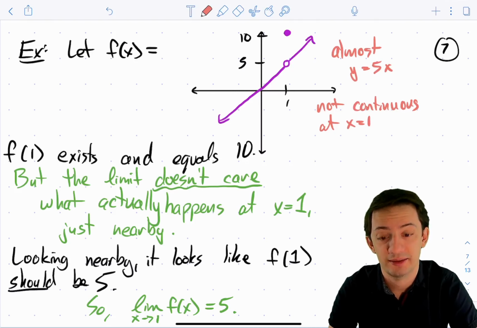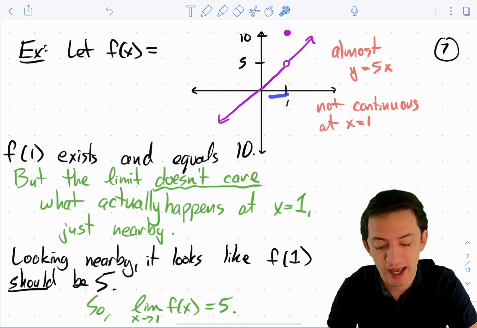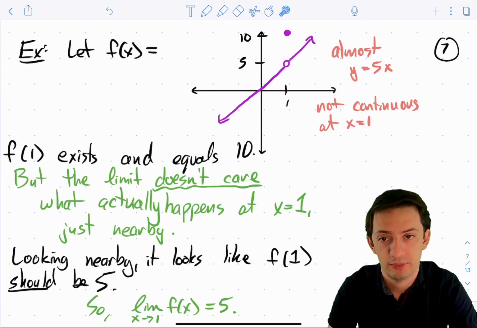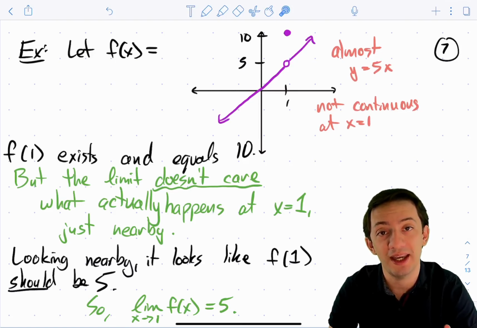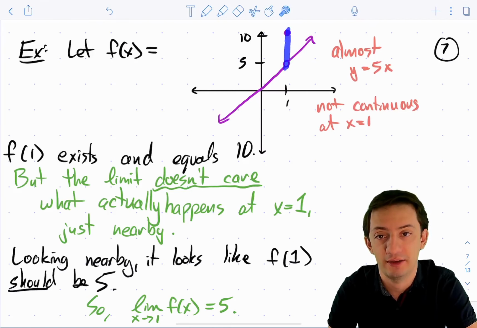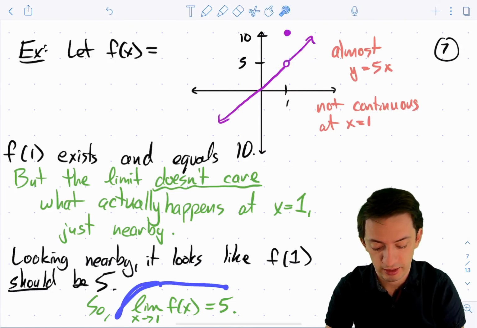But here's what we're going to ask. What is the limit as x approaches 1? What is the limit of this function as x gets really close to 1? So remember our informal definition. That says, what does it look like f of 1 should be if you ignore what it actually is? In this case, it's 10. But forget about that. Ignore x equals 1 and just look at the x values near it. What does it look like it should be? It looks like it should be 5. So the limit is 5.